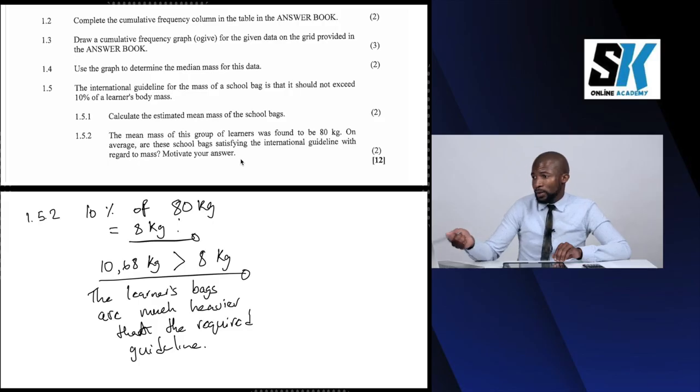So yeah, that question 1 is worth 12 marks, so it's only from 1.1 till 1.5, and that is the end of question 1.